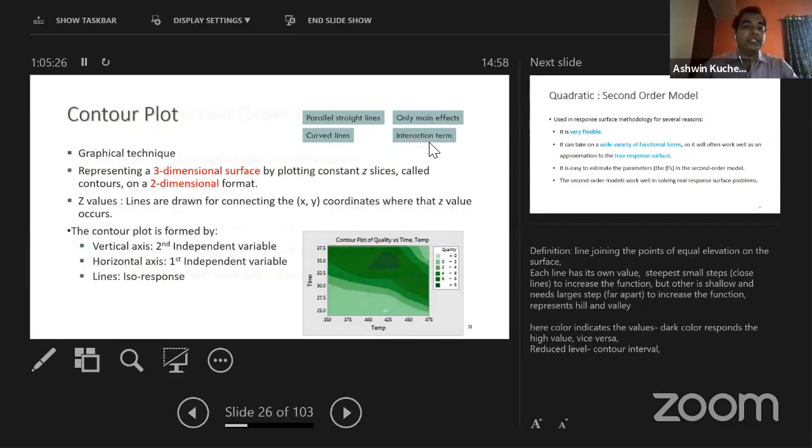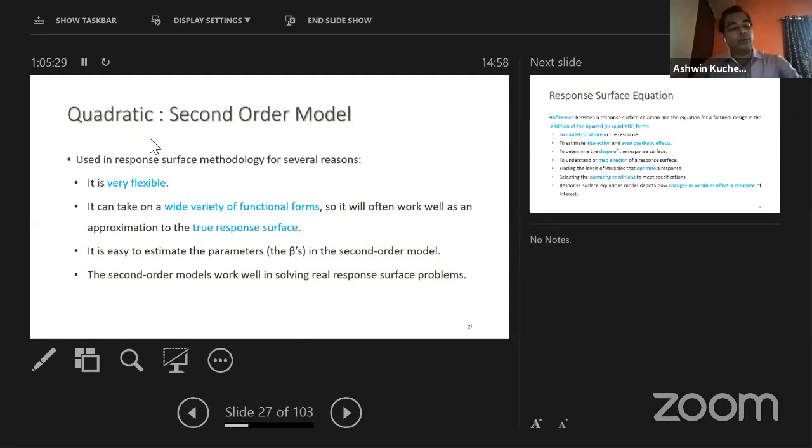So let's go further. The contour plots are over. Now what exactly is a second order model? The second order model is a very flexible model.